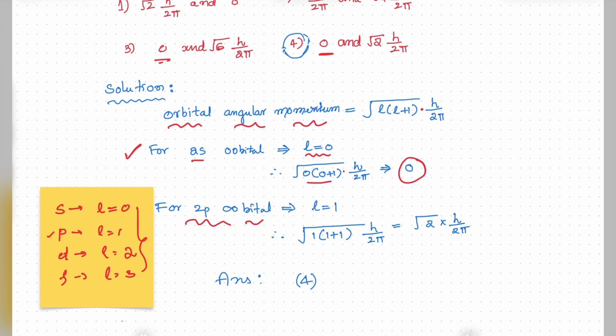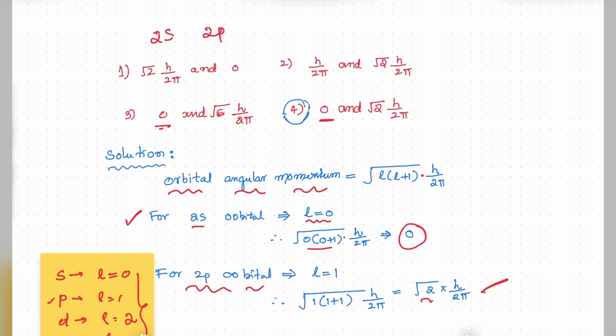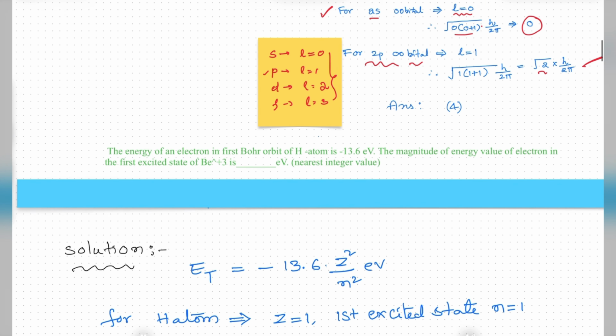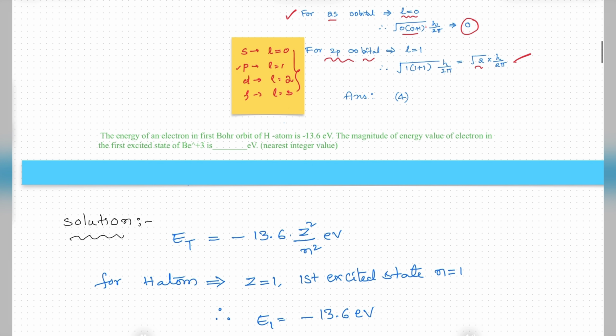L is equal to 1 for the 2p orbital, as we just discussed. So you can substitute here 1 into 1 plus 1 into h by 2 pi. You can go for simplification. What will you get? Root 2 into h by 2 pi. So your option is 4. Clear? Question number 3. All of you concentrate.